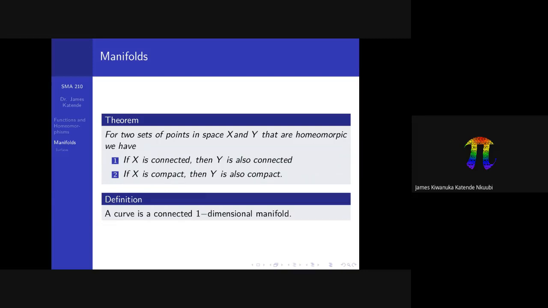So for two sets of points, here is a theorem now, which we already talked about, but we're just making it formal. If you have two sets of points in space, x and y, that are homeomorphic, then if x is connected, y must also be connected. And if x is compact, y must also be compact.